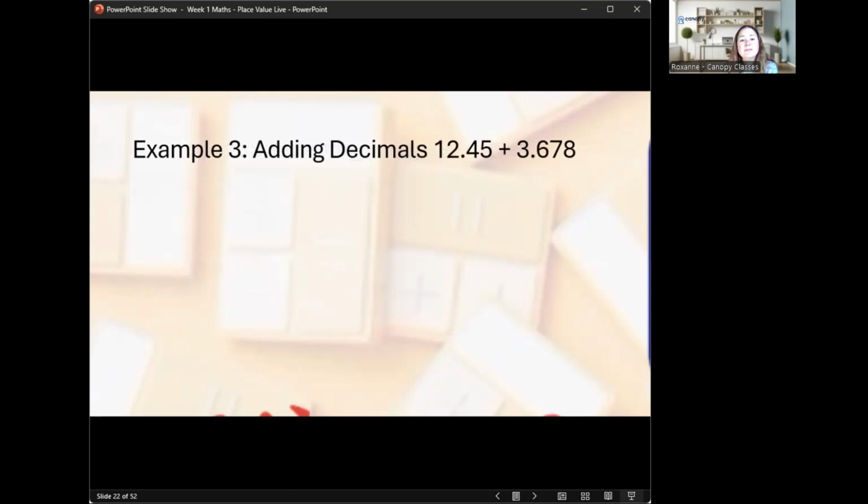Here's one with decimals. Okay, so we're going to add these two. So we've got 12.45 and 3.678. Again, if needed, then we can, in fact, let's use that as an example, shall we? Let's do this sum.